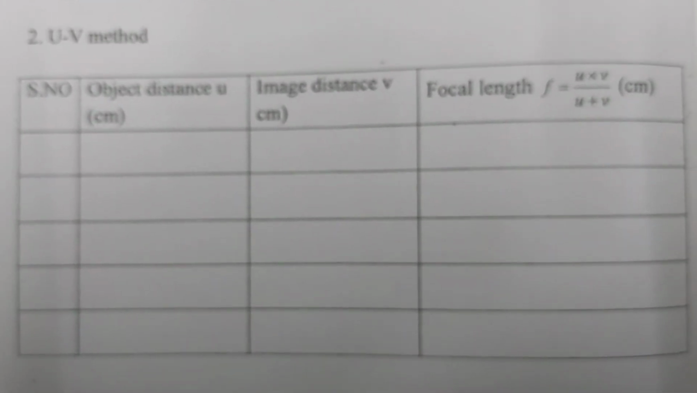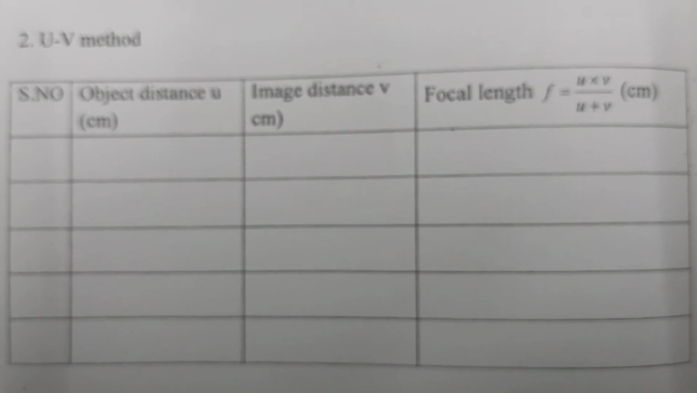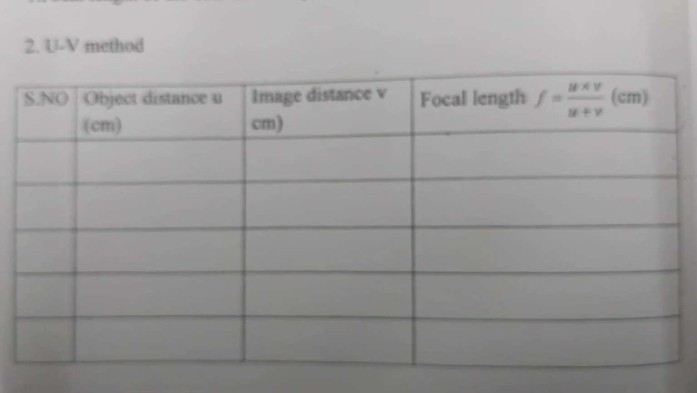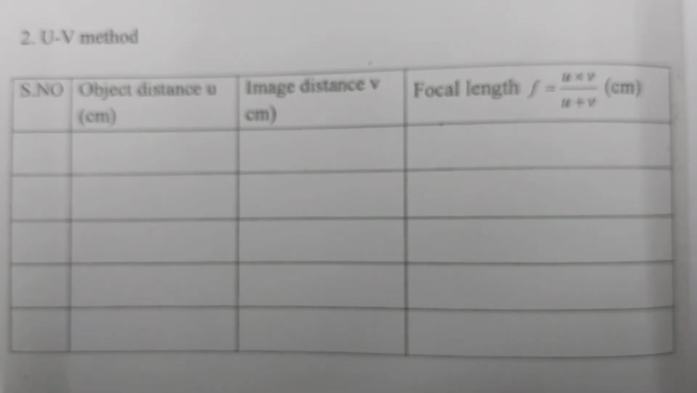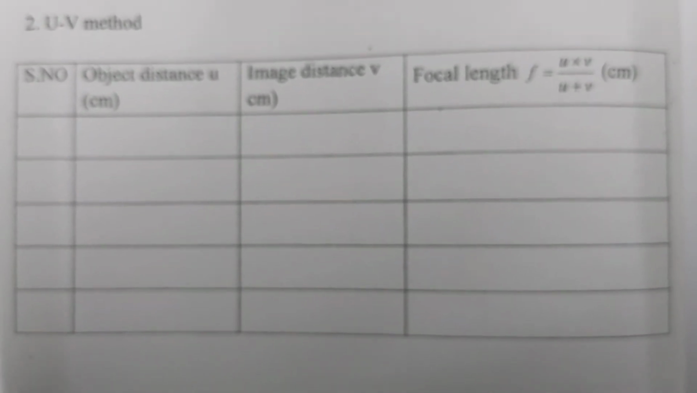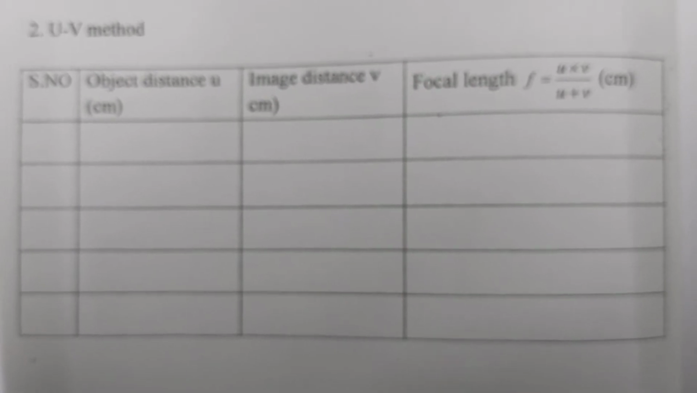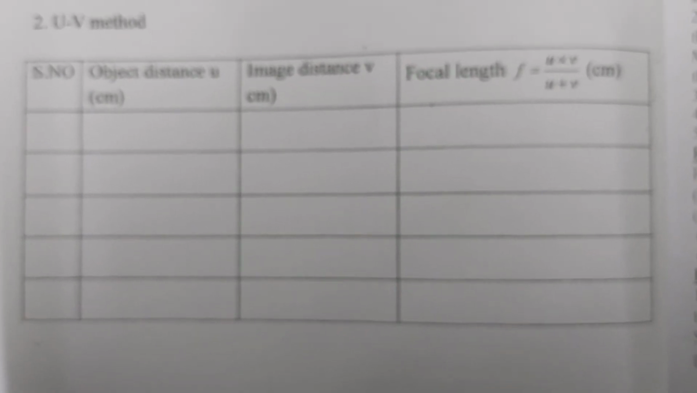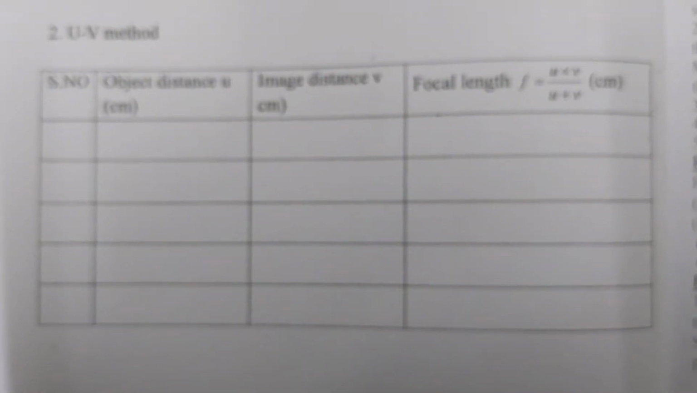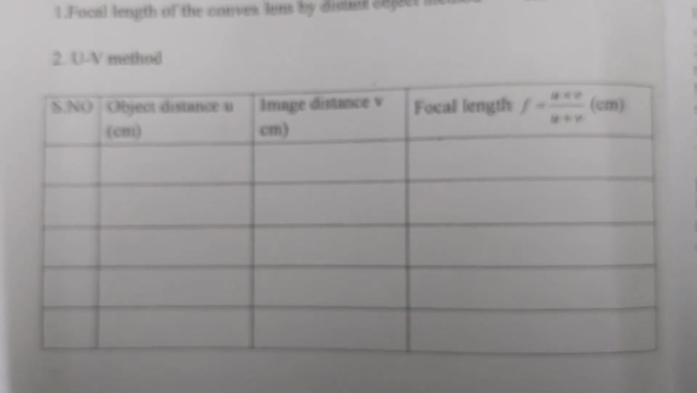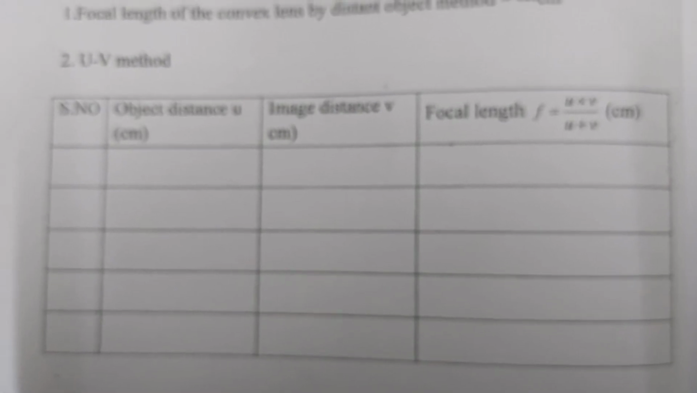By finding the approximate focal length of the given convex lens in the distant object method, we will fix the object distance values, find the corresponding image distance values, and finally calculate the focal length of the given lens using the formula F is equal to UV by U plus V.